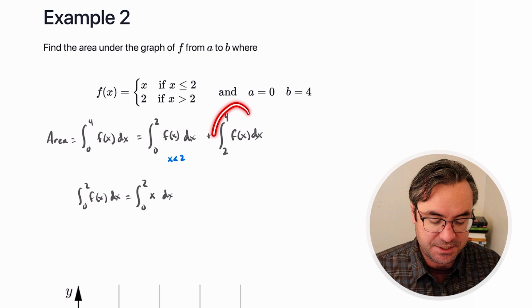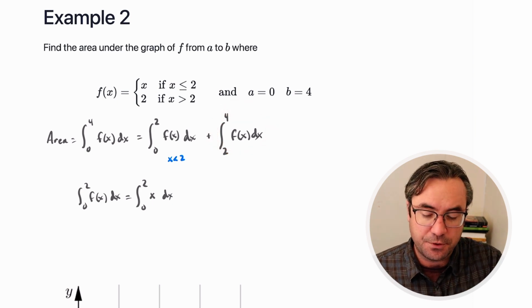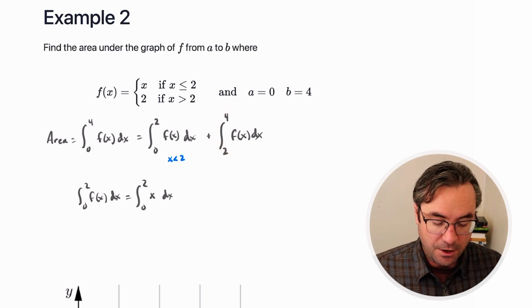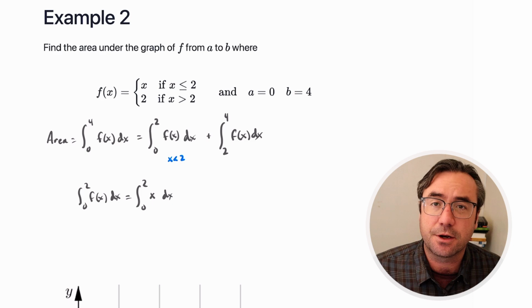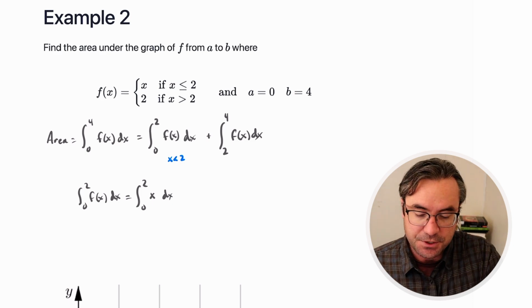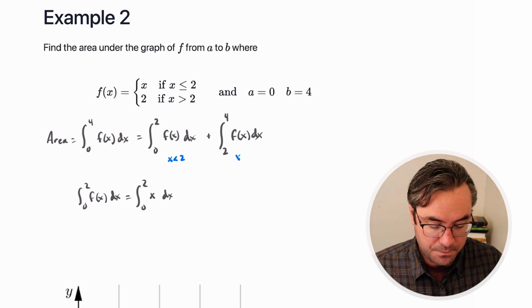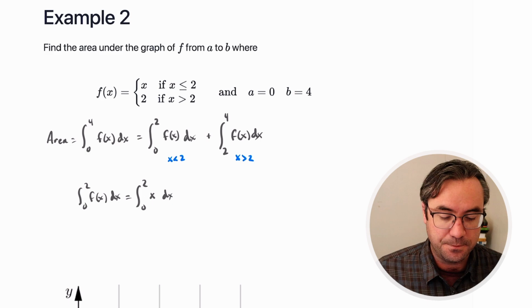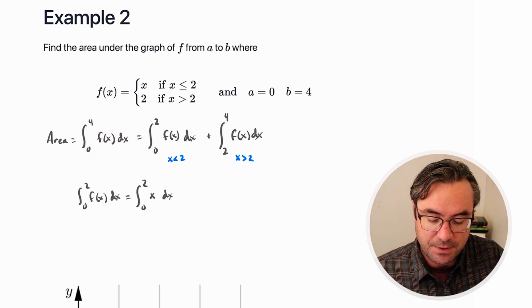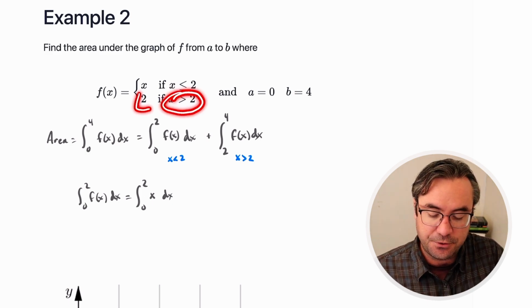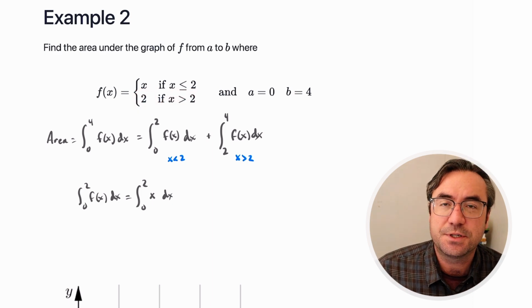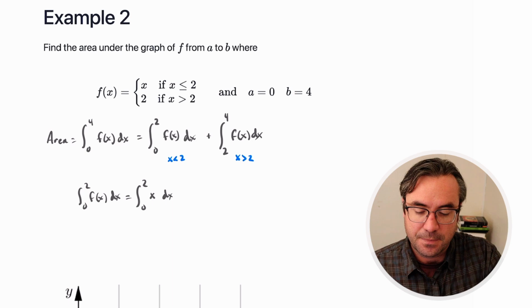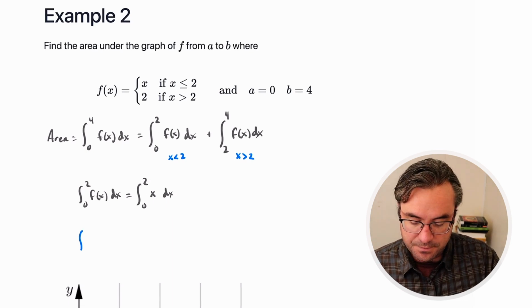All right, so what about the second integral here? Here we're going from 2 to 4. So again, all the x values as we go from 2 to 4 are going to be bigger than 2. So we're looking at x values that are bigger than 2 for this integral. And if we go up to our piecewise function, x greater than 2 means we're going to be using the second piece. So we can figure that out.